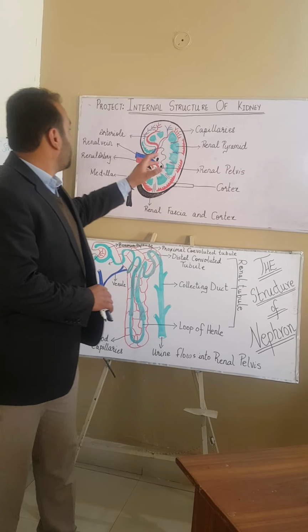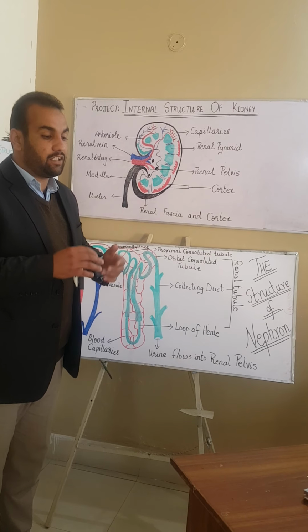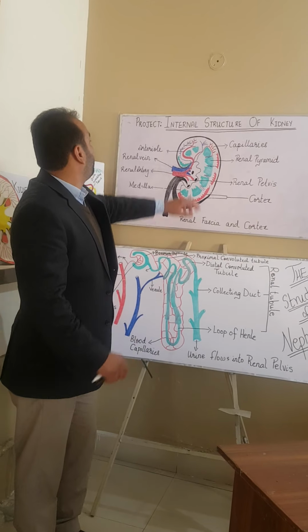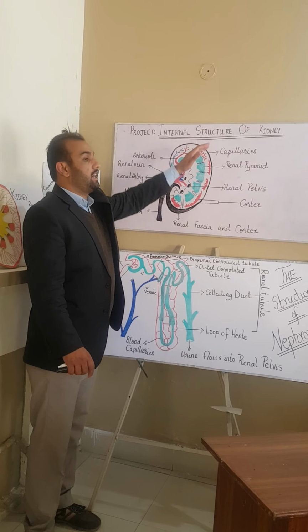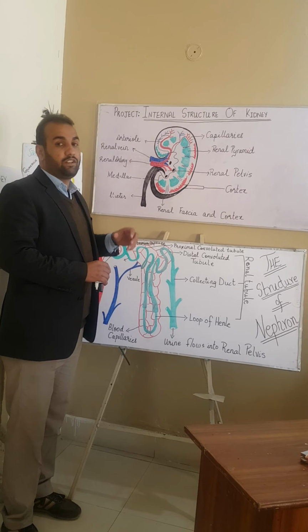The kidney is protected by a wall. It is called the peritoneal layer or renal peritoneum. If we show the internal structure of kidney, or if we divide the kidney into two equal parts, then the kidney shows two different regions.